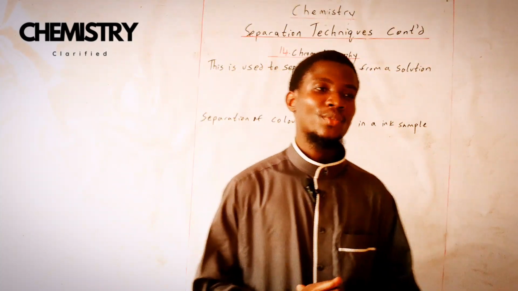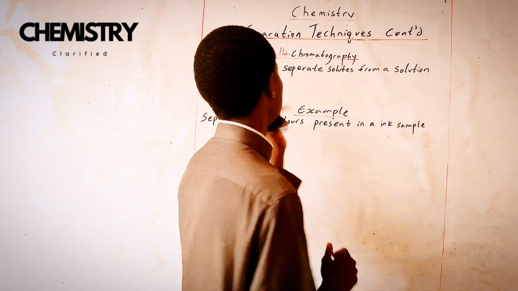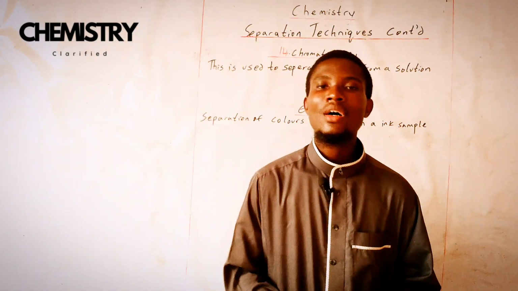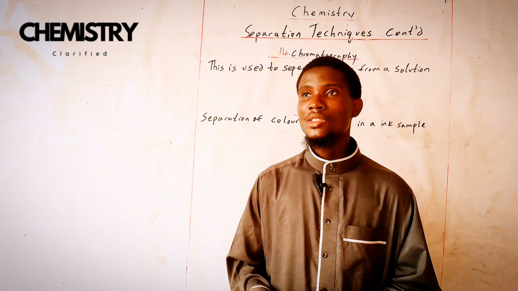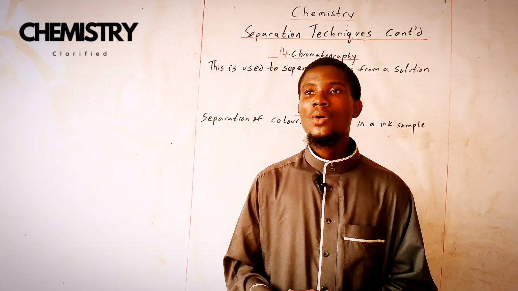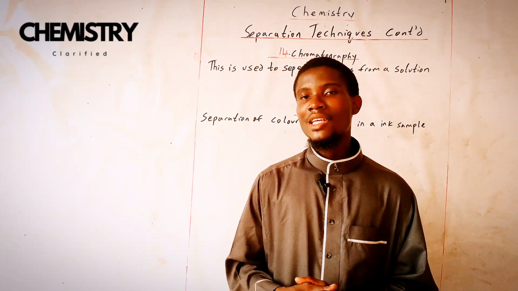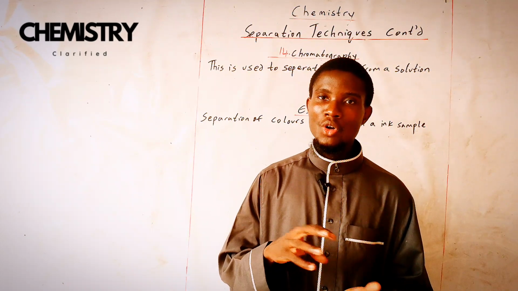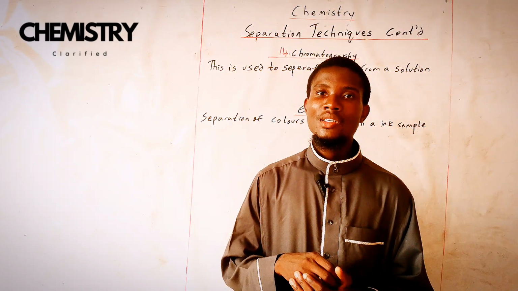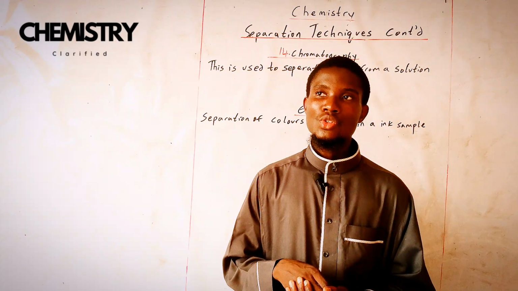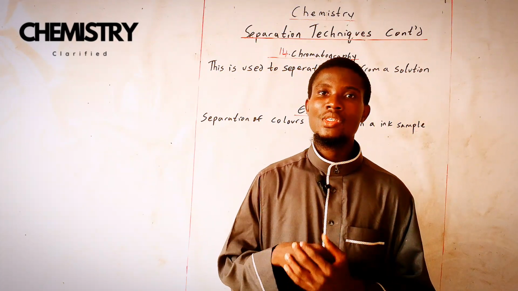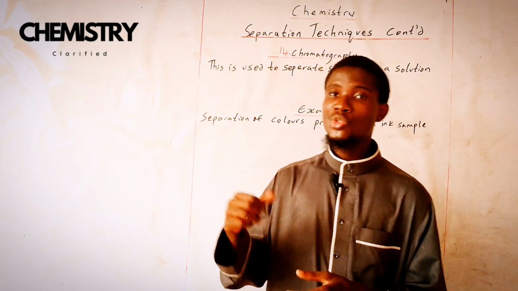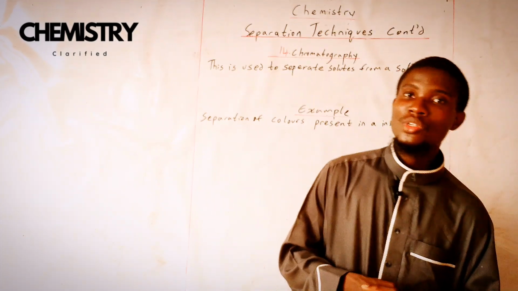Basically, chromatography is used to separate solutes from a solution. And remember, a solute is something that dissolves. Now, ink, as an example, has a lot of color. These colors have dissolved in this particular ink. So if you want to separate those solutes, that is, these colors that have already dissolved in the ink, we can use chromatography. And how does chromatography work?